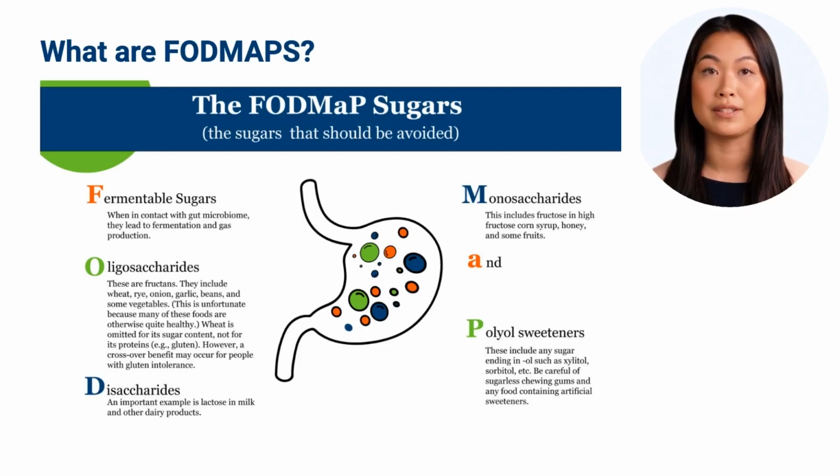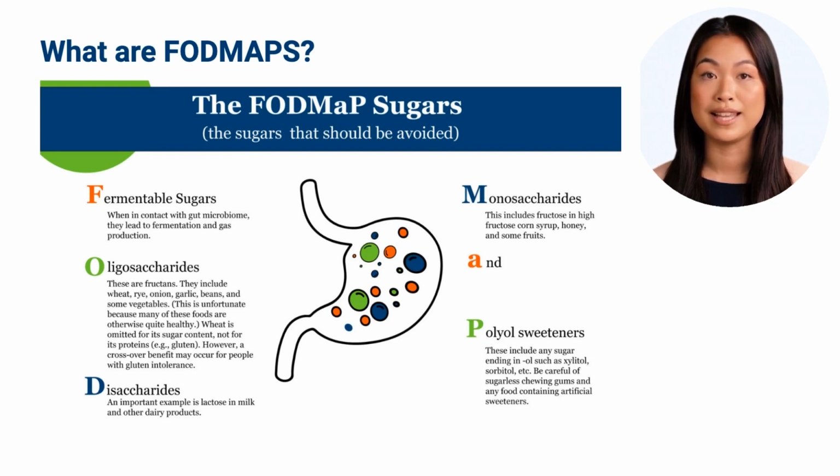FODMAP is an acronym for a certain class of carbohydrates, called fermentable short-chain carbohydrates, which are more difficult for people to digest. The full acronym stands for fermentable oligosaccharides, disaccharides, monosaccharides, and polyols.